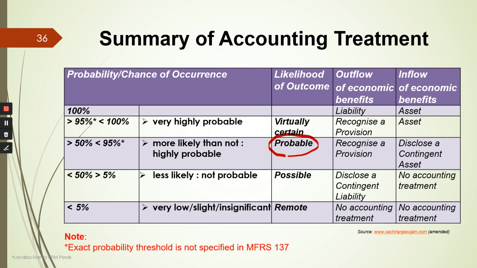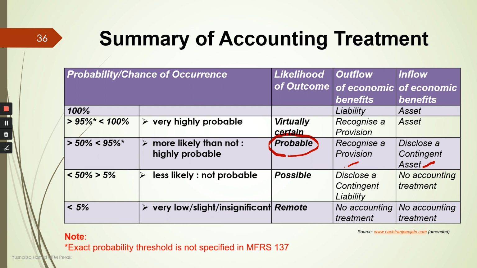So for the contingent asset, 50% to 95%, that will be disclosed as a contingent asset. However, for the case of provision, if you have a probable outflow, that is to be recognized as a provision if the two other criteria are met. The two other criteria are reliable estimates as well as the present obligation as a result of past event.